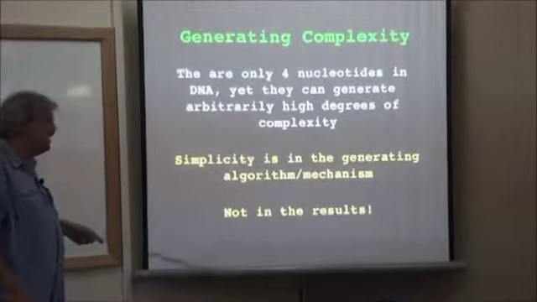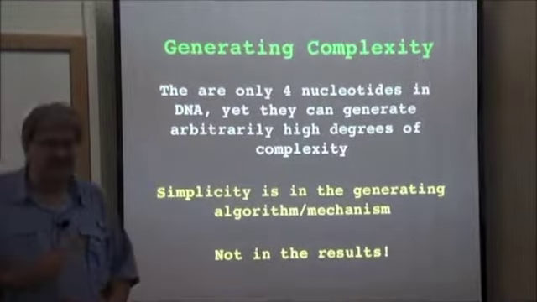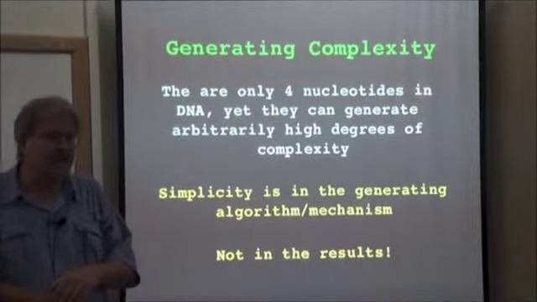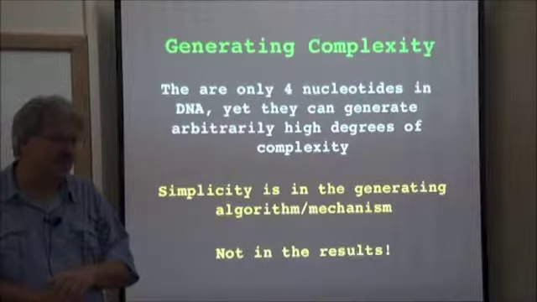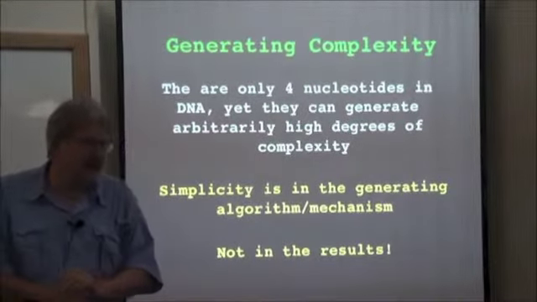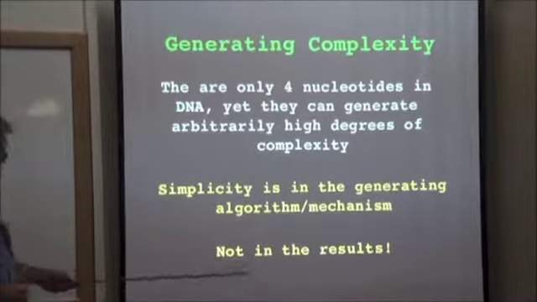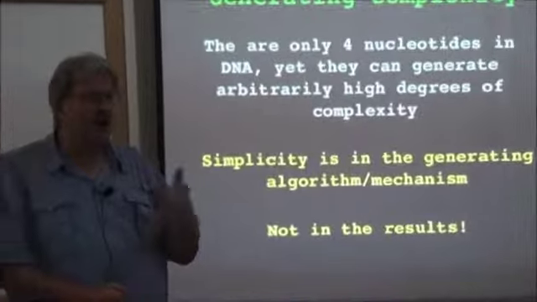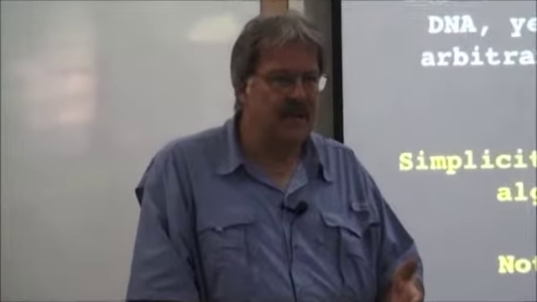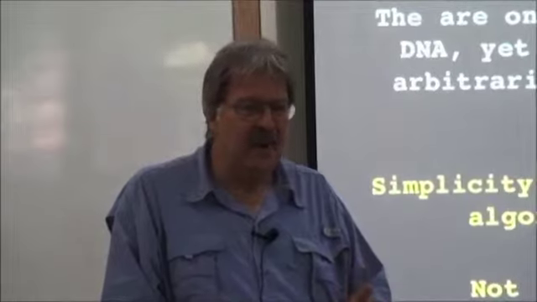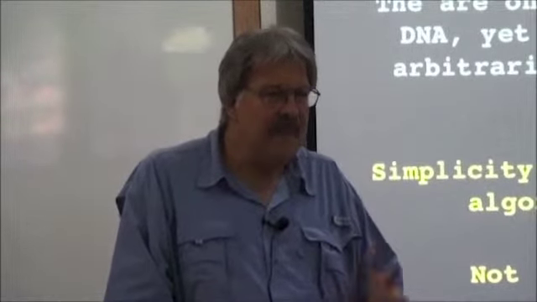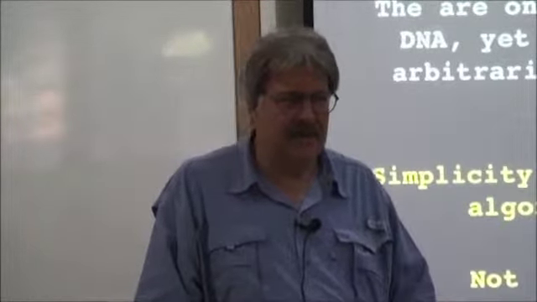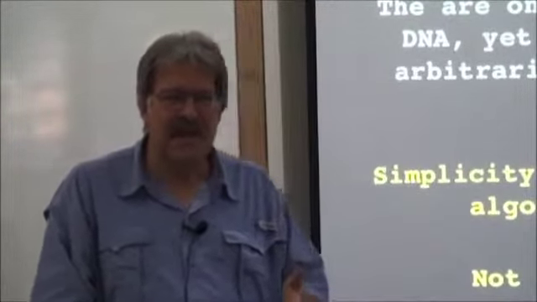The simplicity is in that generating algorithm. Those digital replicators, that expanding information space that I talked about in the first lecture I gave in Curso. It's not in the results. What makes the study of the origin of the genetic code interesting is that the basic building blocks are not very complicated, and the mechanism isn't very complicated, and the results are incredibly complex. That's what makes it fascinating. That's what makes evolution really interesting and different.